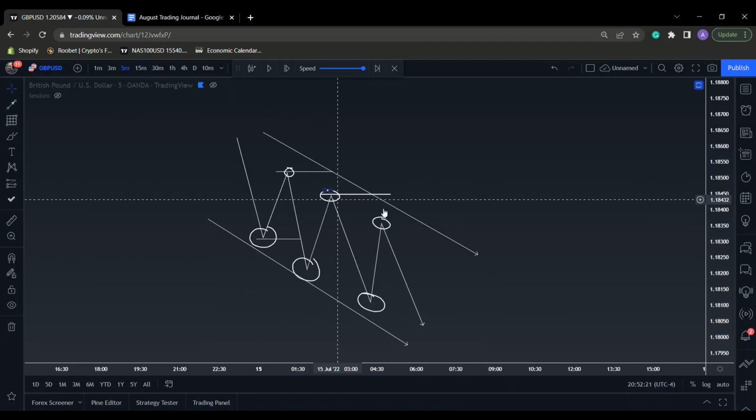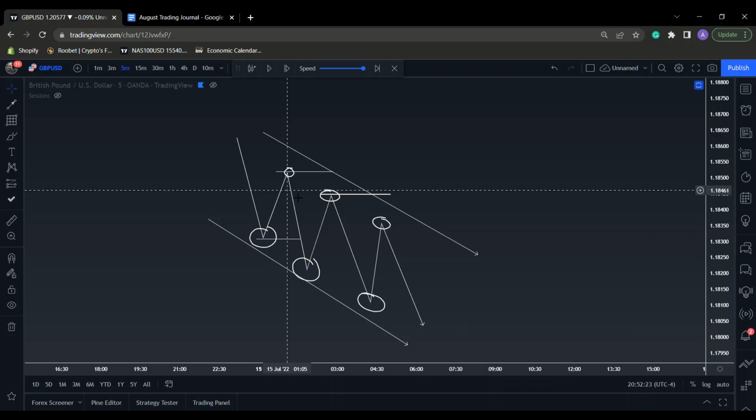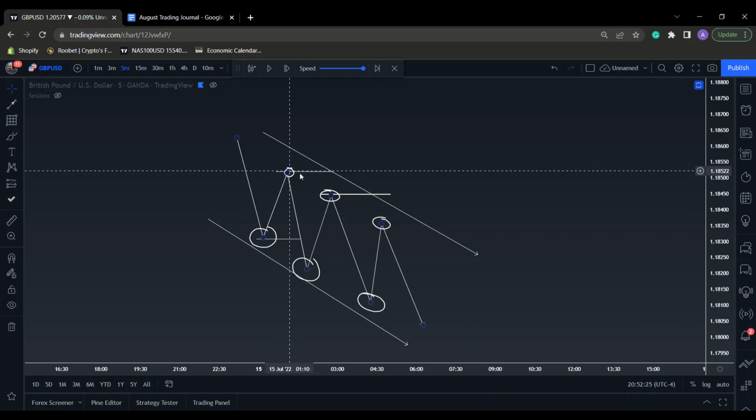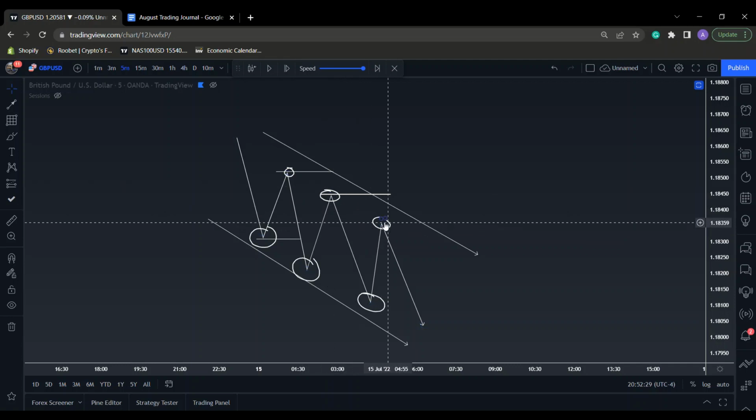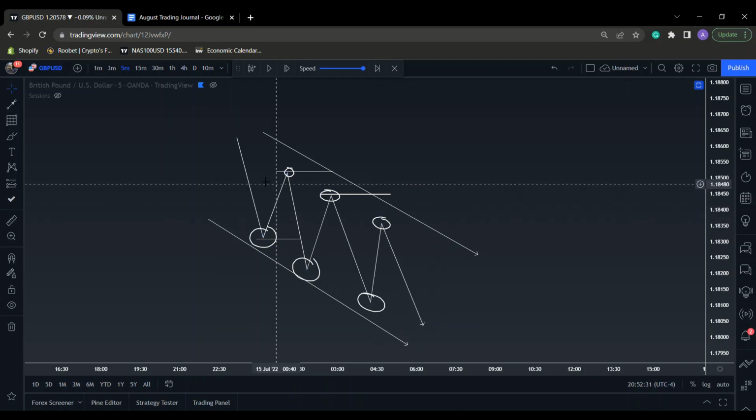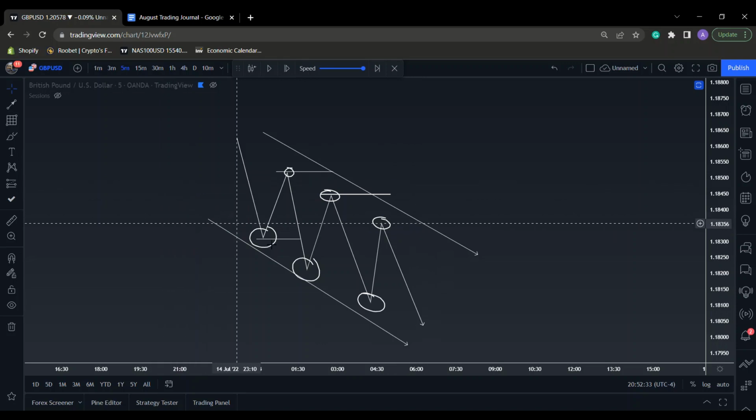So we're in a downtrend. For the highs, lower high, price didn't break that high, new lower high. Price didn't break that high, new lower high. Lower highs, lower lows.